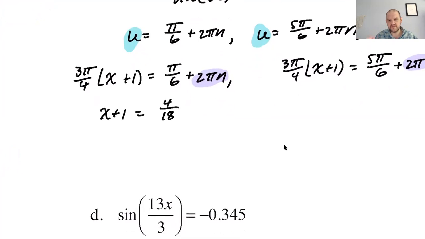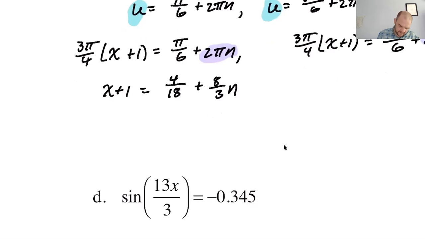Multiply 4 times 2 pi is 8 pi. Divide by pi, the pi is gone, so that's 8. Divide by 3, 8/3. So plus 8/3 n. And then x is going to be, I'll make it 2/9. 2/9 minus 9/9 is negative 7/9 plus 8/3 n.